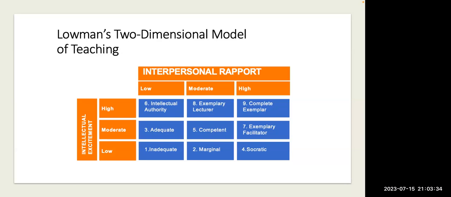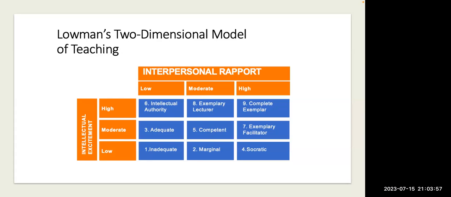If you say my rapport with the students is good, how do you judge that? How many times have you met your students? You may have a different perception of how your students think of you, but you need to go deeper into it. Okay. And then 8 is exemplary lecture, which means you have very high intellectual excitement.